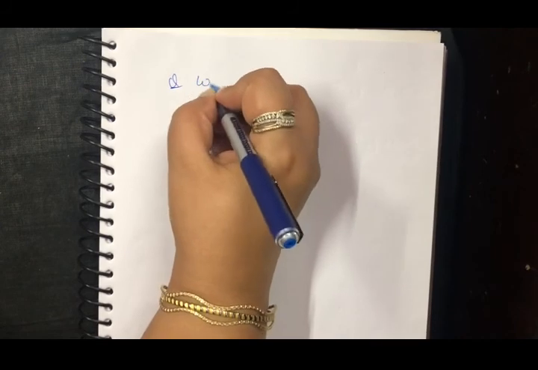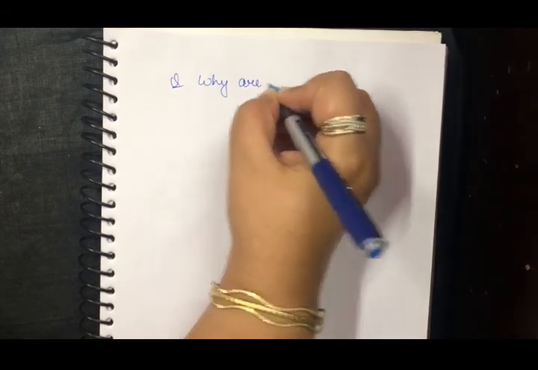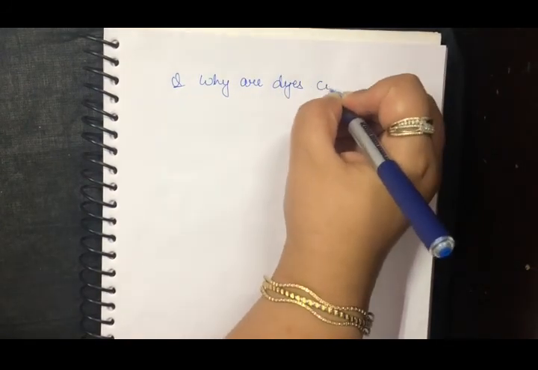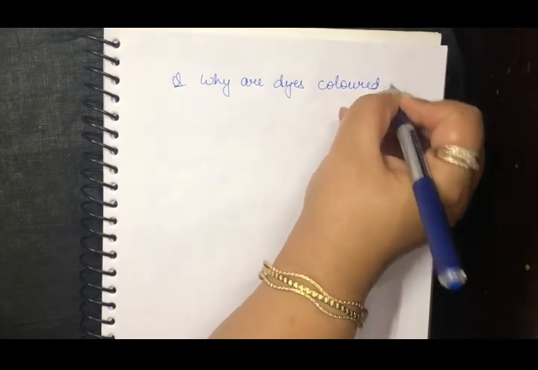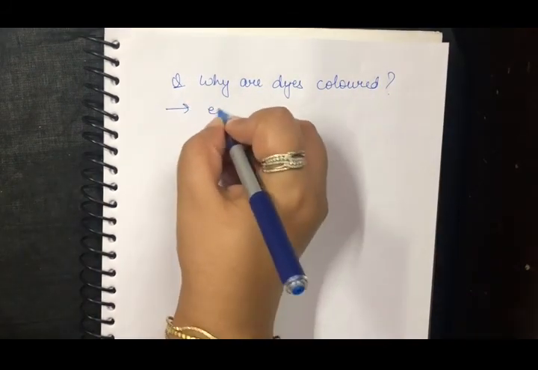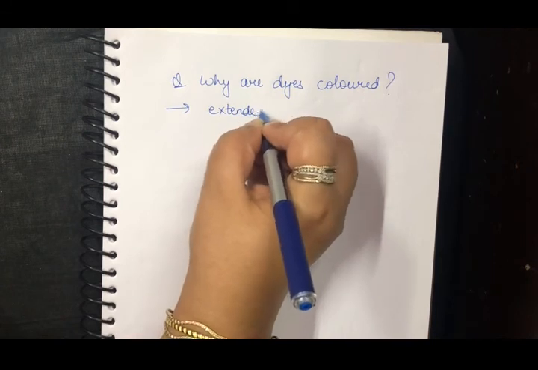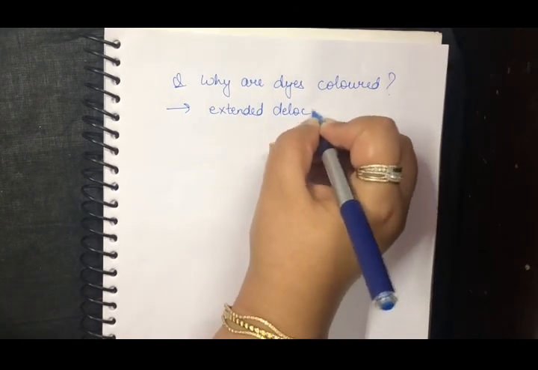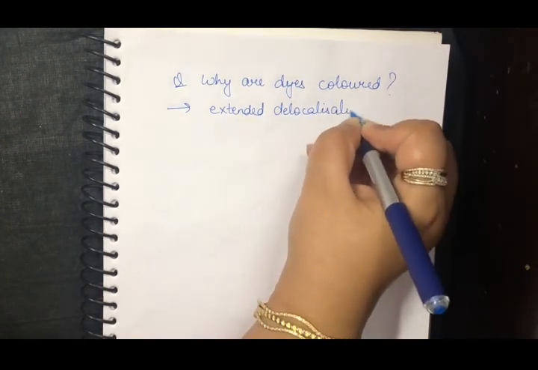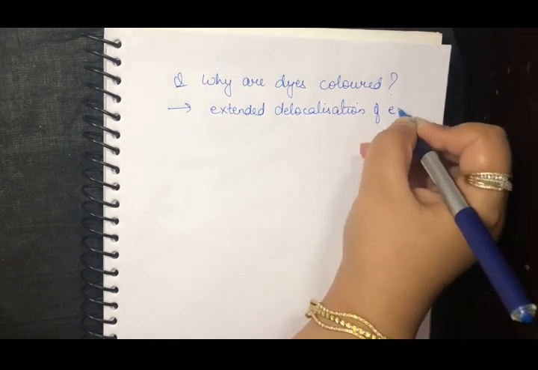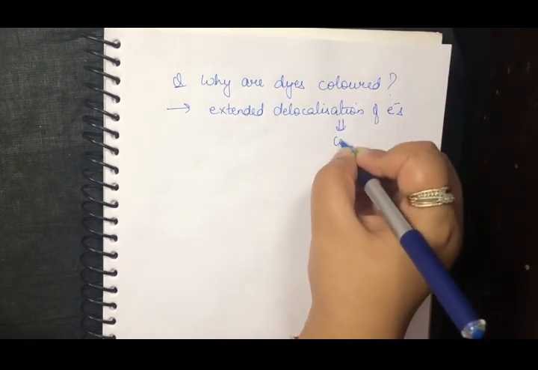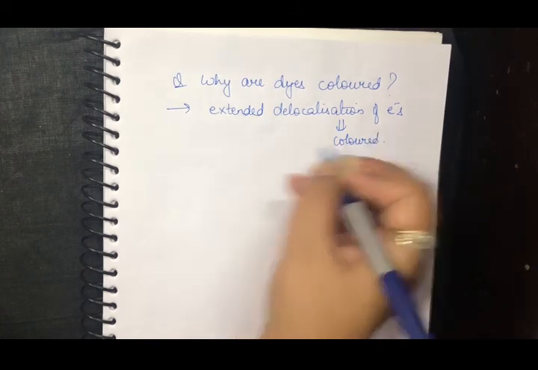Now the next important question that occurs here is, why are dyes colored? Why are dyes colored? And the answer for this is the extended delocalization of electrons makes it colored. How? I will show you.